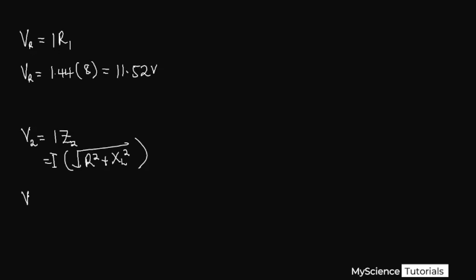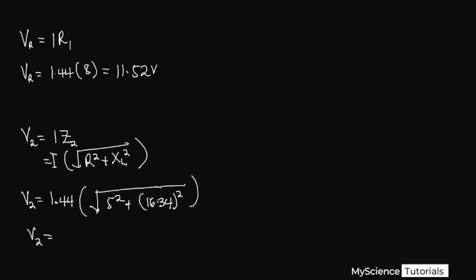So let's go ahead and do that calculation. Our voltage drop on the second impedance will be equal to our current, 1.44, multiplied by the root of our resistor, in this case 5 squared, plus our XL, which we've already calculated, was 16.34 squared. If we compute everything into our calculator, we are going to get 24.61 volts as our answer.